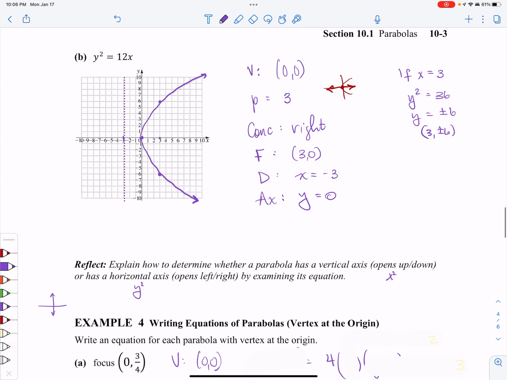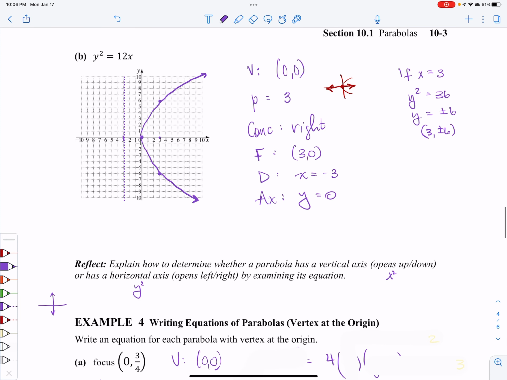How can you determine if the parabola is going to open up and down versus opening right and left? Again, the first thing you have to pay attention to is what variable is being squared. If your x's are being squared, it's going to open up and down. If your y's are being squared, it's going to open to the right and to the left. All right, so that will wrap up this video.